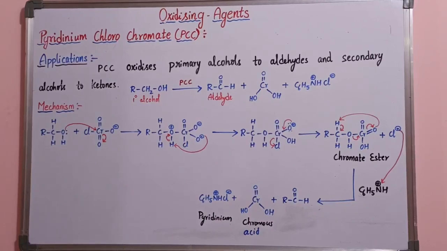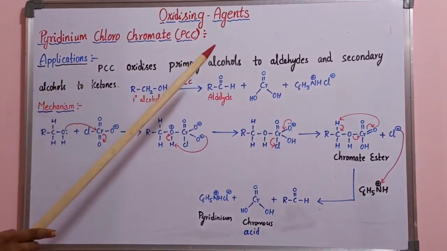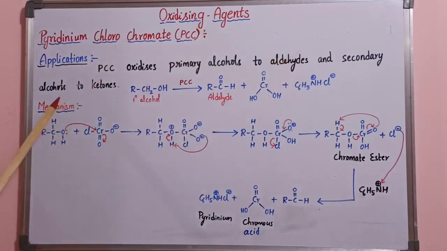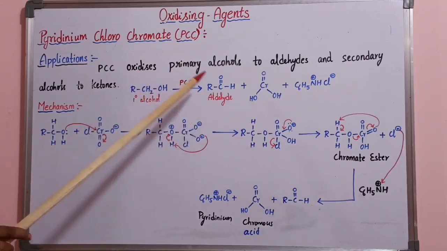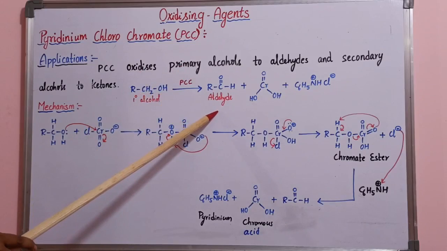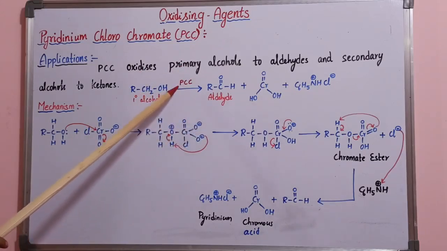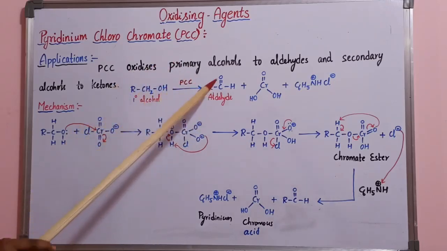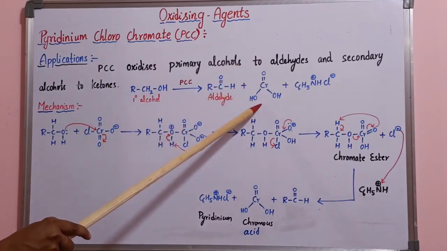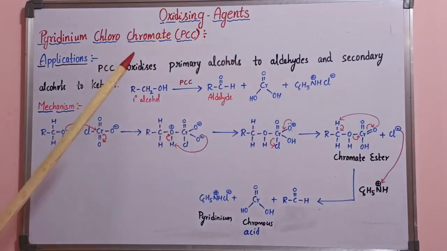Now let us see the applications of PCC. PCC oxidizes primary alcohols to aldehydes and secondary alcohols to ketones. Here I am taking a primary alcohol which is oxidized to an aldehyde, and you can clearly observe the number of hydrogens is getting reduced. Removal of hydrogen is also called oxidation. So PCC helps to oxidize a primary alcohol to an aldehyde. In this process you can observe the byproducts chromous acid and pyridinium chloride. Now you can observe the mechanism of the process.